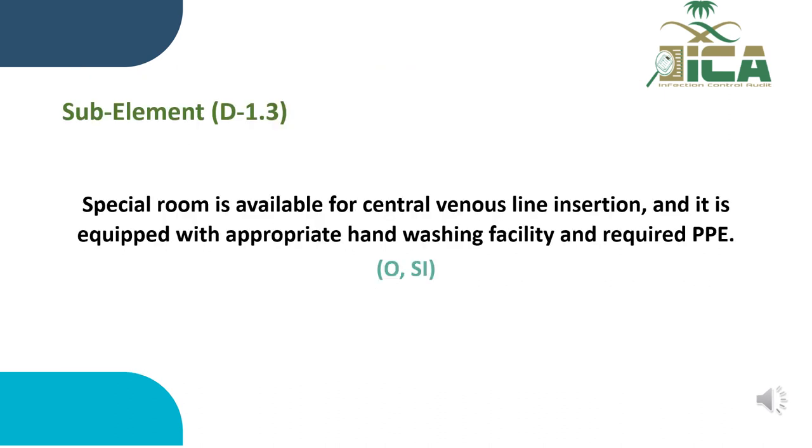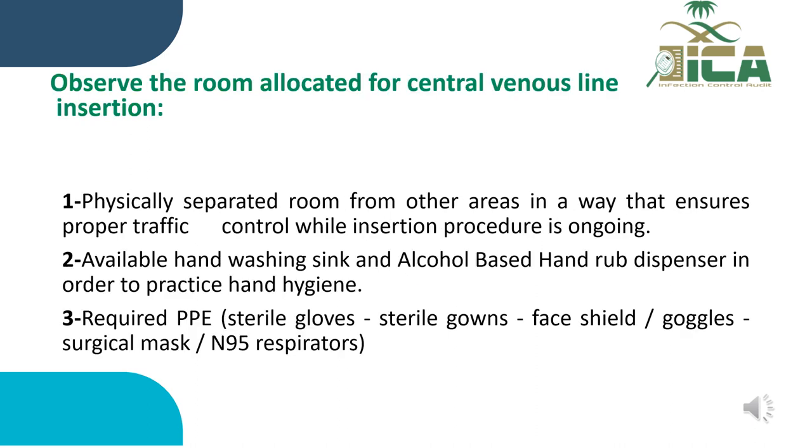Sub-element D1.3. A special room is available for central venous line insertion, and it is equipped with appropriate hand washing facilities and required PPE. Determined by observation and staff interview. Observe the room allocated for central venous line insertion. Number one, a physically separated room from other areas in a way that ensures proper traffic control while the insertion procedure is ongoing. Number two, available hand washing sink and alcohol-based hand rub dispenser in order to practice hand hygiene. Number three, required PPE like sterile gloves, sterile gowns, face shields or goggles, surgical mask, and N95 respirators.